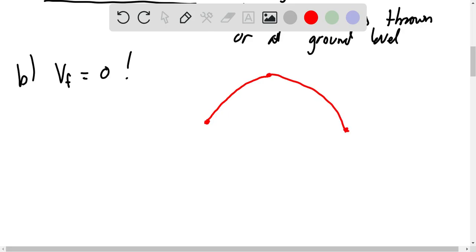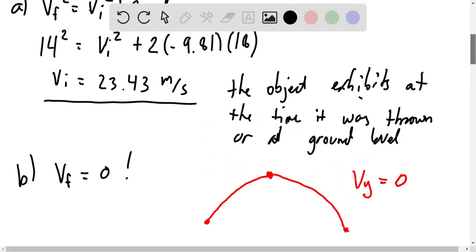And so at this point, the object's vertical velocity, Vy, is equal to 0. That is, the y component of its velocity is 0. And so we make that statement about the object's vertical speed, and we plug it into a kinematics equation in which we wish to determine the unknown.